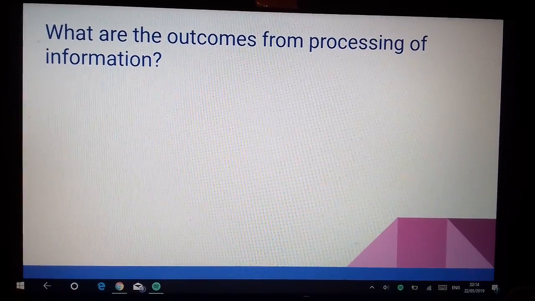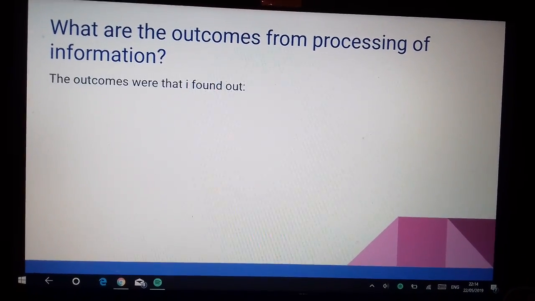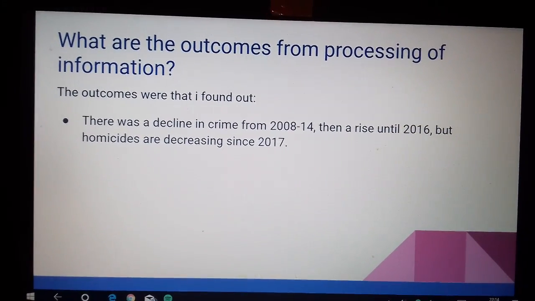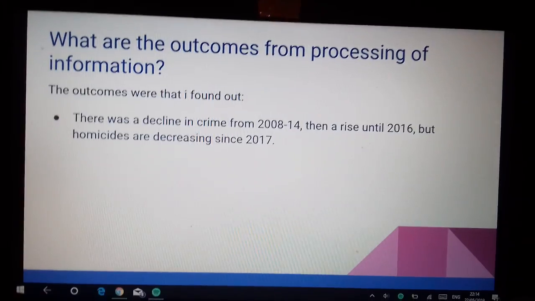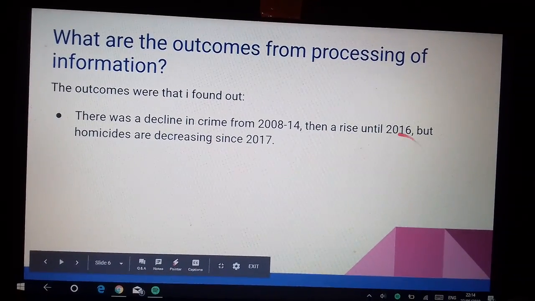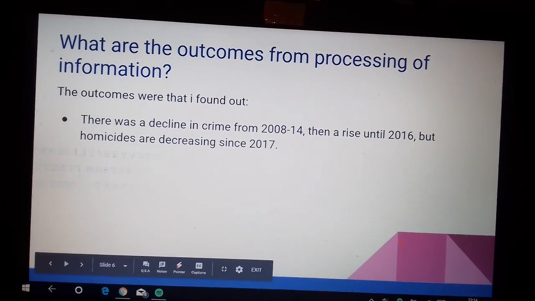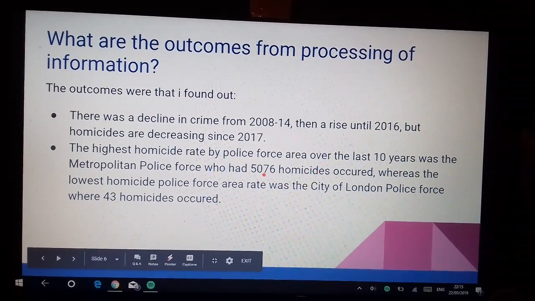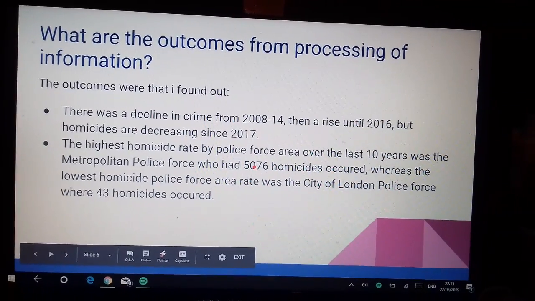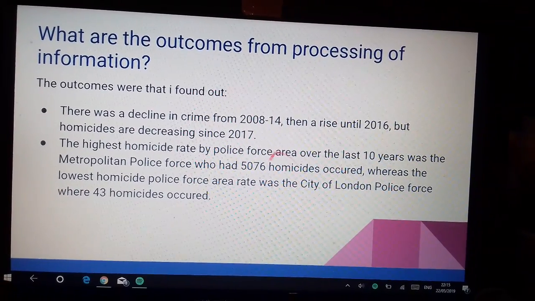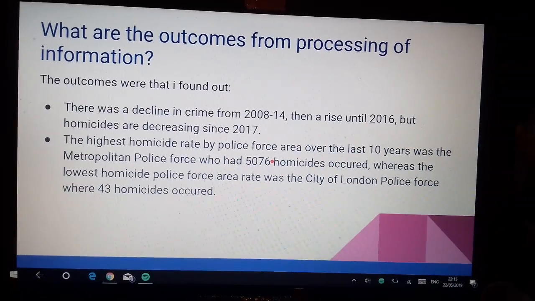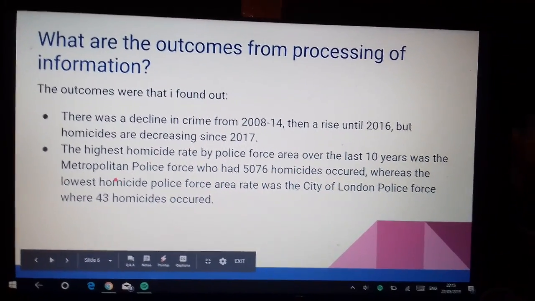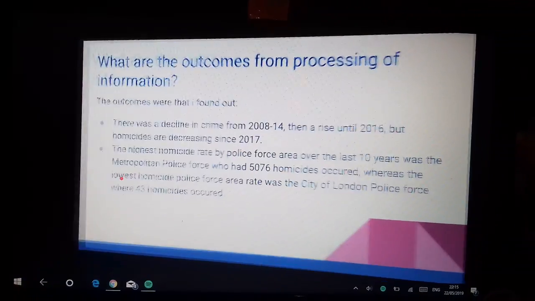What are the outcomes from processing of the information? The outcomes I found were there was a decline in crime from 2008 to 2014, which rose again in 2016, but since has dropped from 2017. The highest homicide rate was found in the Metropolitan Police Force area, who had 5,076 homicides occurring, whereas the lowest was the City of London Police Force area, who only have had 43 homicides occur in the last 10 years.